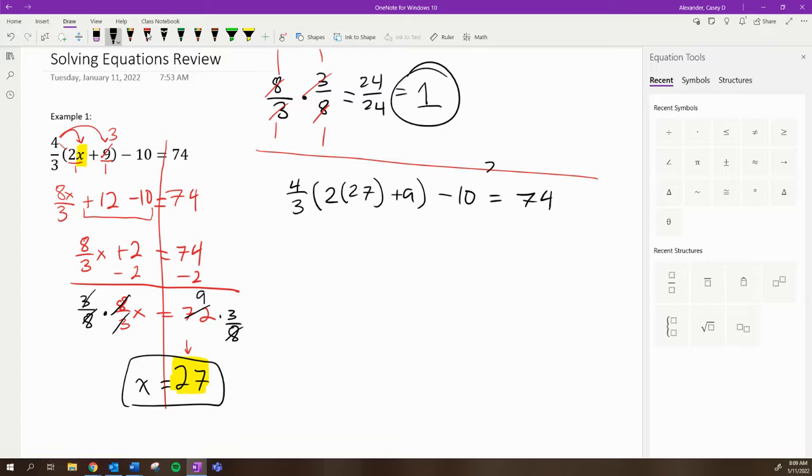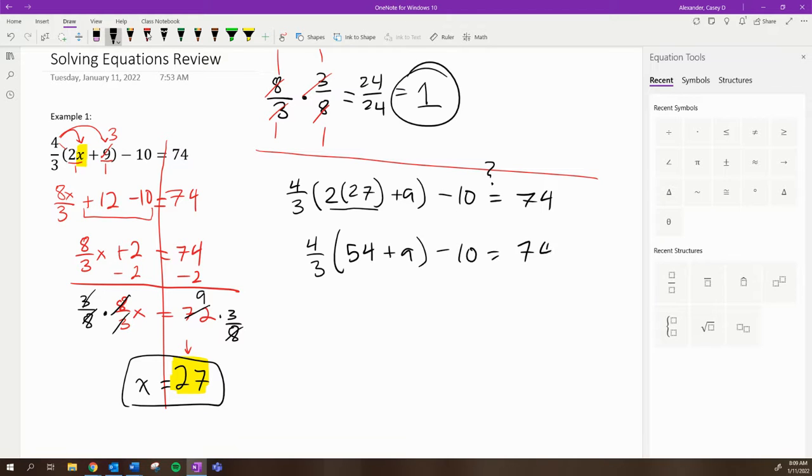And I'm asking a question. Is it equal to 74? If it is, then it seems that I've done my work correctly. So let's follow the order of operations, which says first I should do the parentheses. But of course, inside the parentheses, there's multiplication here. So 2 times 27 is 54.